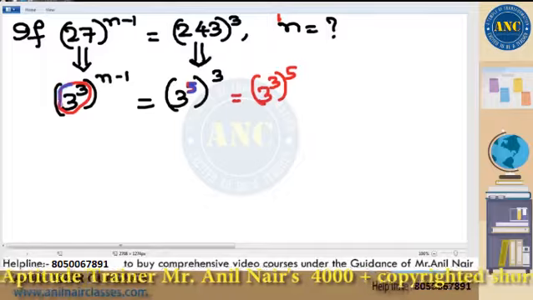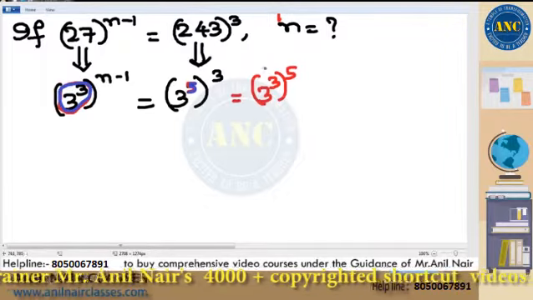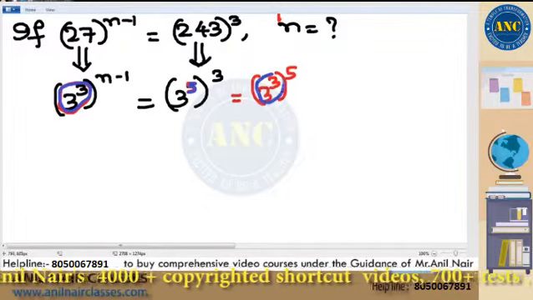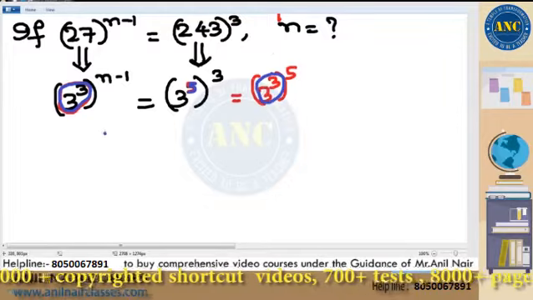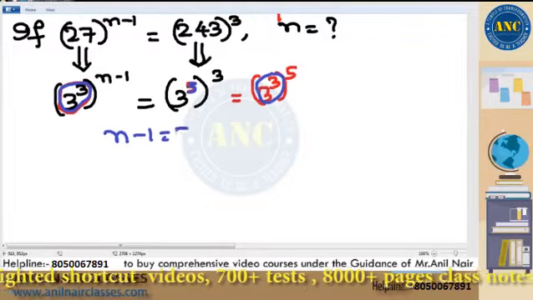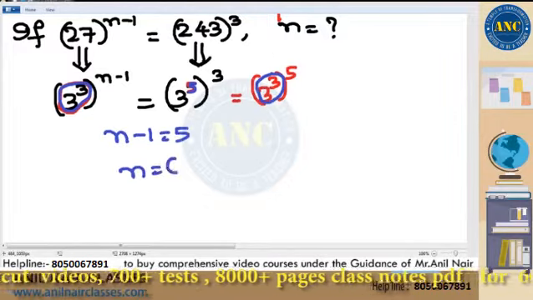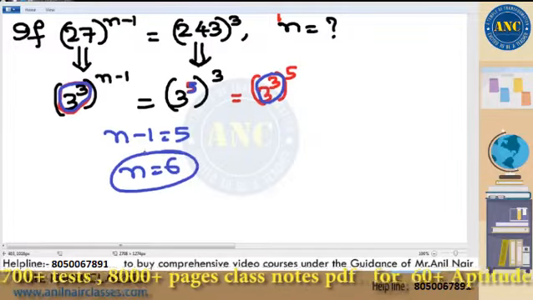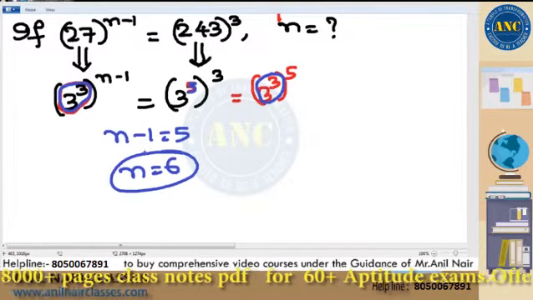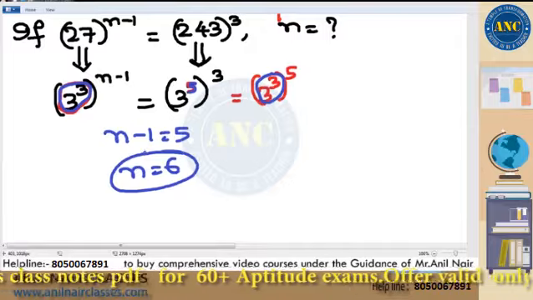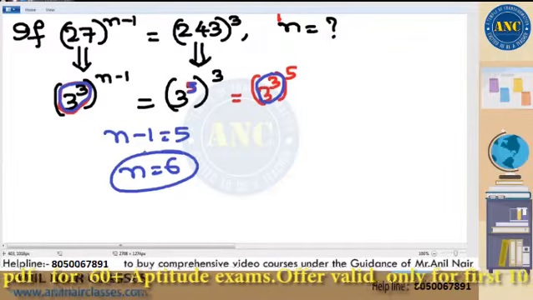Base on the left hand side is 3 power 3. Base on the right hand side is also 3 power 3. Bases are same. Equate the power. N minus 1 is 5. N should be 6. Simple understanding, sir. It is never a difficulty if you use these methods.